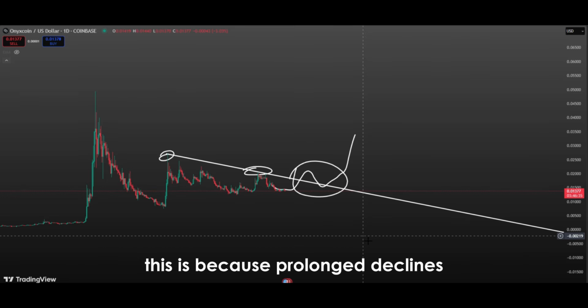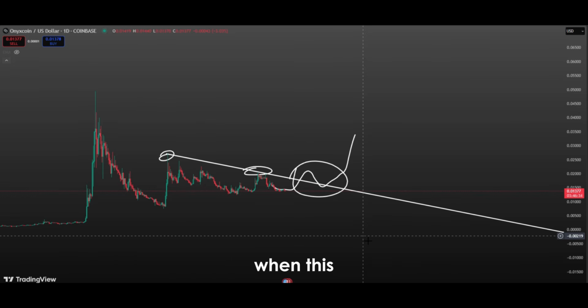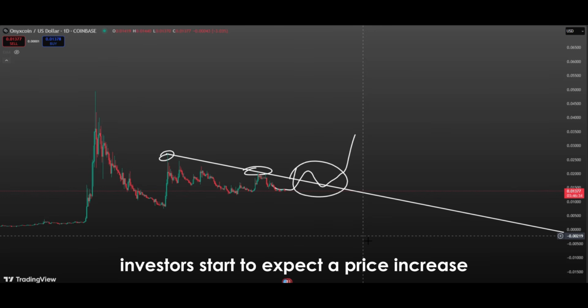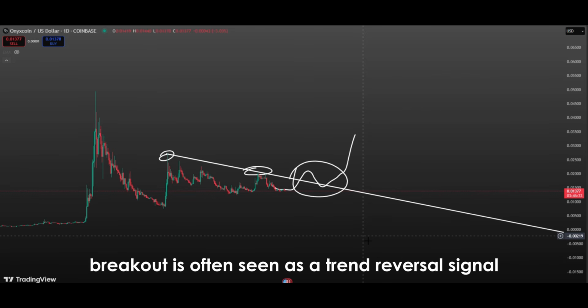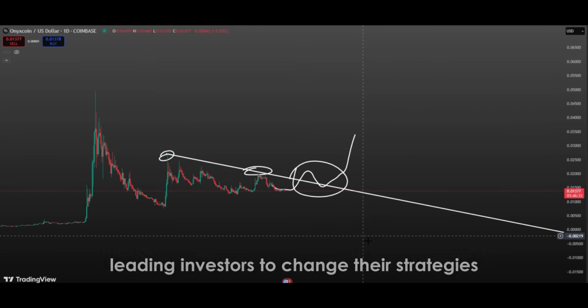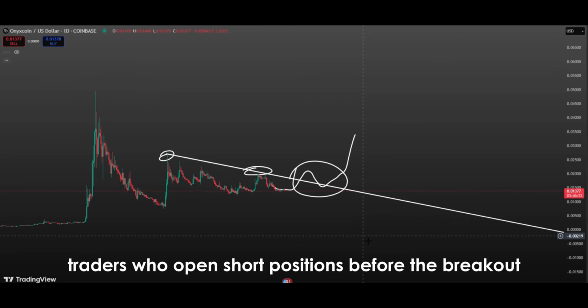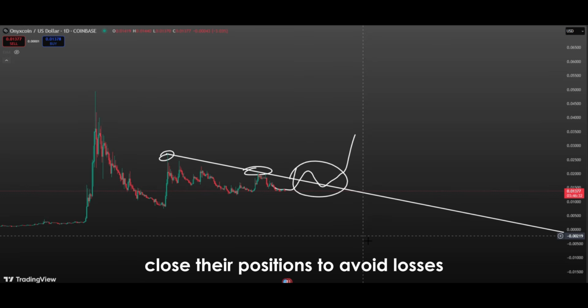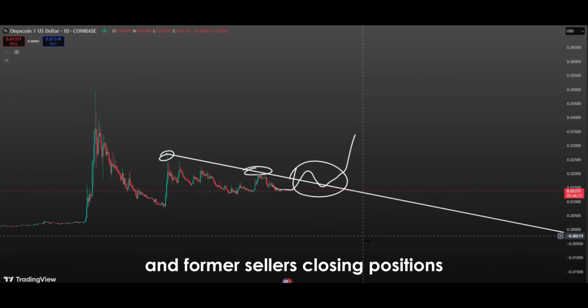This is because prolonged declines reinforce the perception that the price is very cheap. When this perception combines with the breakout, both technical and fundamental investors start to expect a price increase. In addition, a falling trend breakout is often seen as a trend reversal signal, leading investors to change their strategies. Traders who opened short positions before the breakout close their positions to avoid losses, creating additional buying pressure. Thus, the breakout moment generates a double upward momentum, new buyers entering the market and former sellers closing positions.